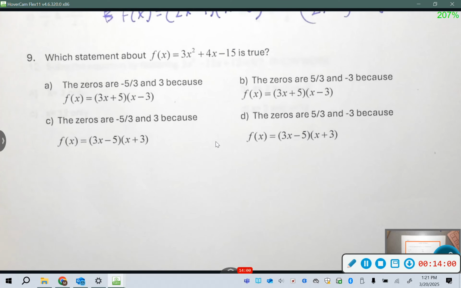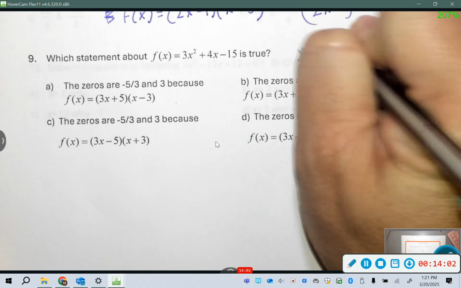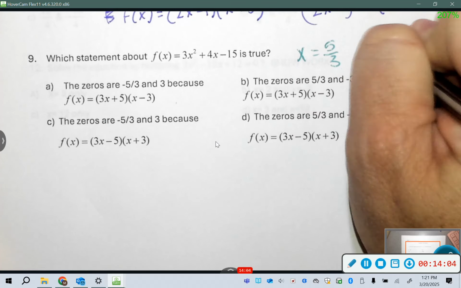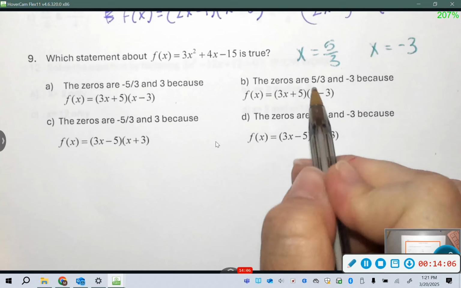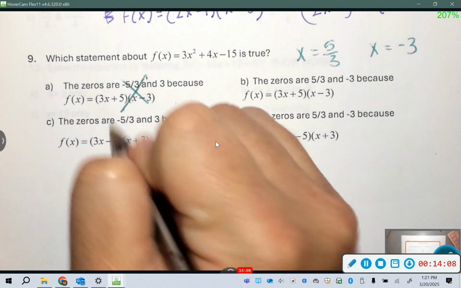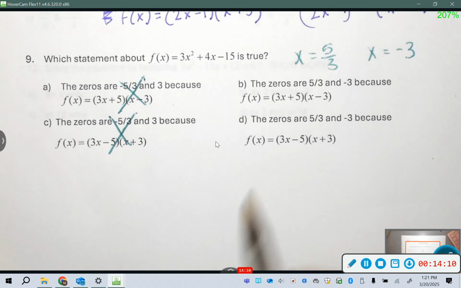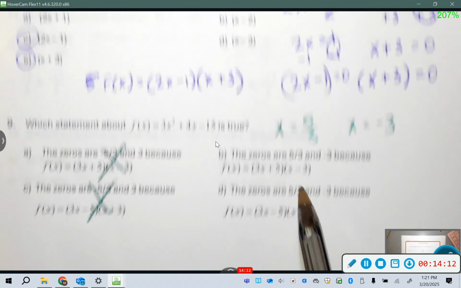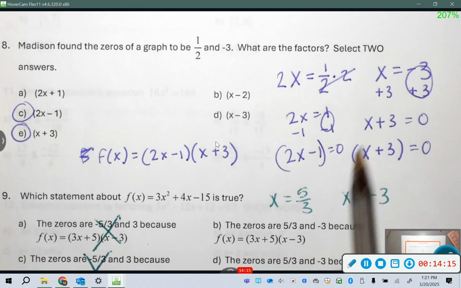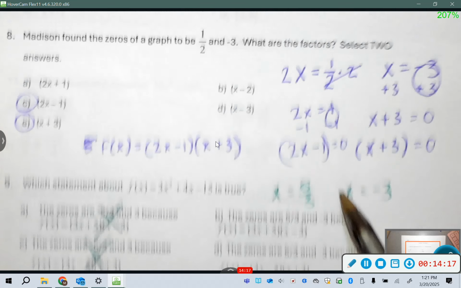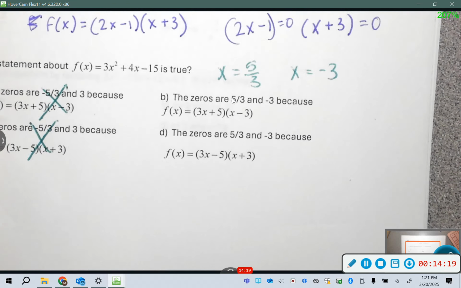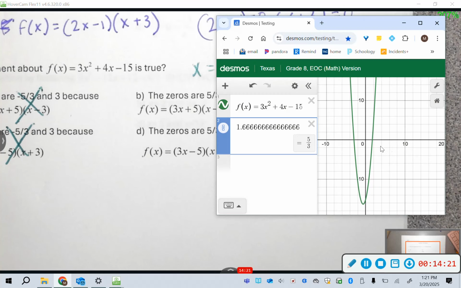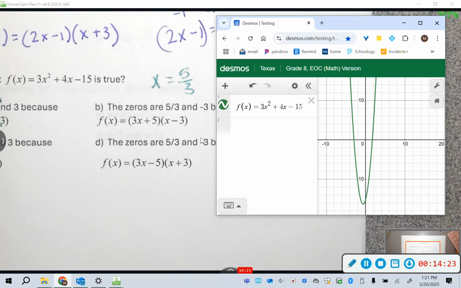So I have x equals 5/3 and x equals negative 3. Well, negative 3 and 5/3, these have the opposite, so those are wrong. However, I still have two answers. So now it's kind of wanting me to go forwards or backwards again on these. So we can also just type it in our calculator. So I'm going to come over here, and I'm just going to type B in the calculator.